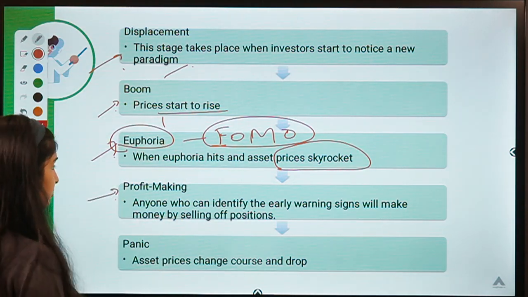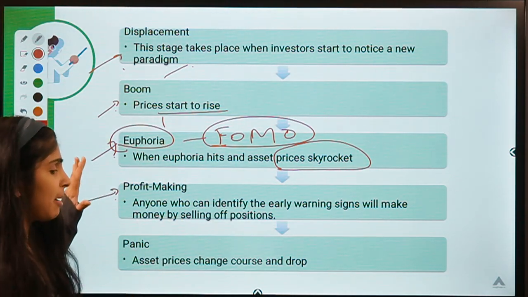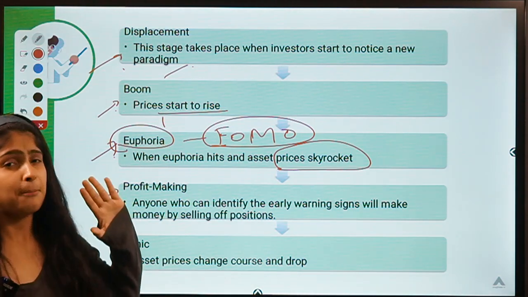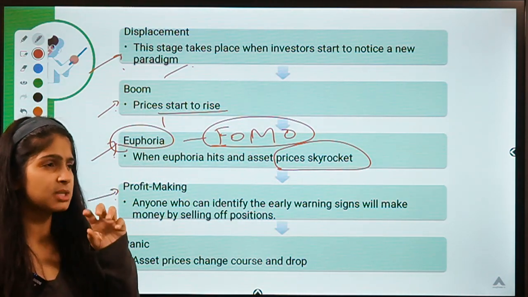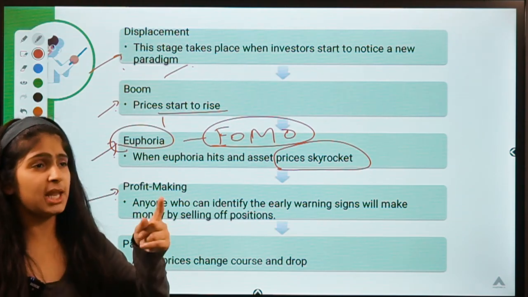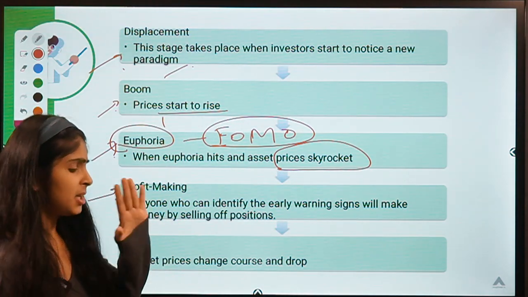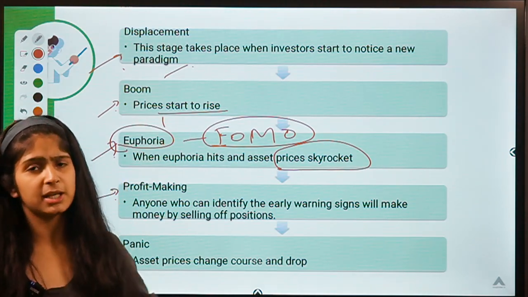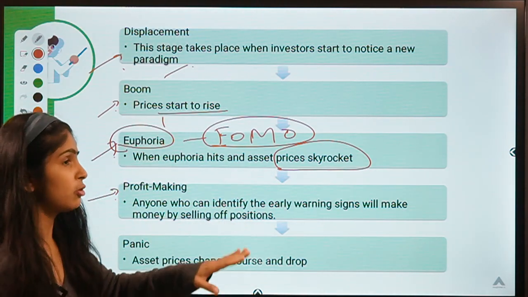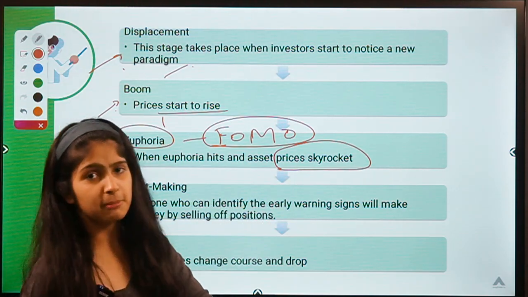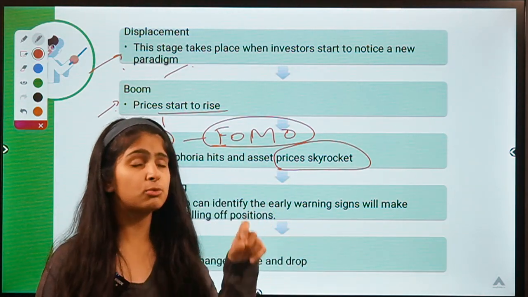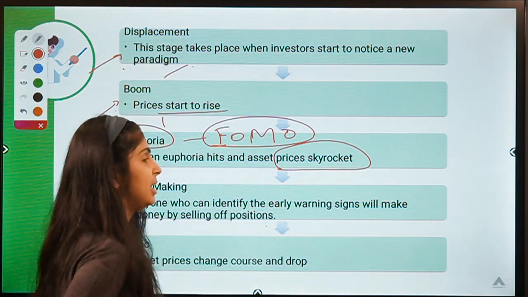And then profit making. Now the bubble is created and many investors who notice some sign that okay, there is a bubble and it is going to burst, they make money. Not all. In fact, most of the investors in the market are going to lose their money because they cannot identify the signs that the bubble is going to burst. But those of them who do, they are going to make money, right?